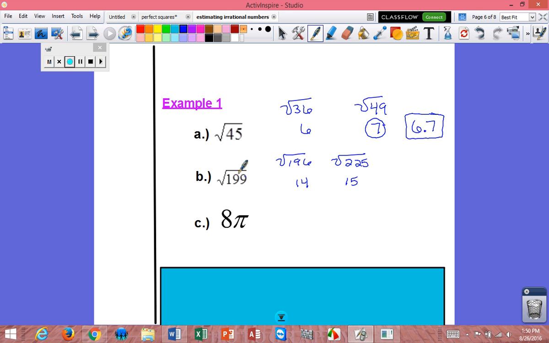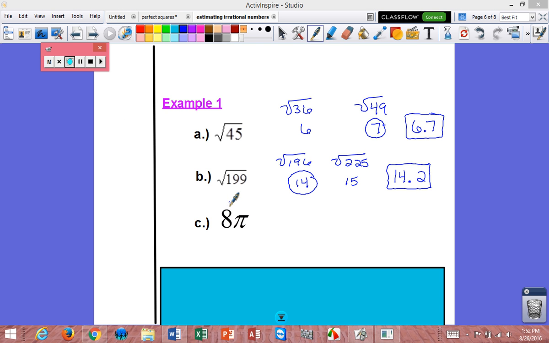Now, 199 is closer to 196, so I want my number to be closer to 14. So I'm going to go with 14.2 on this one. Again, if you put 14.1, 14.3, 14.4, those are fine. You just can't do 14.5 because then it would round to 15.